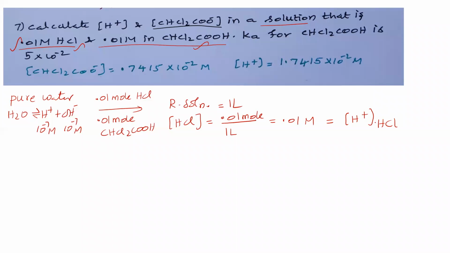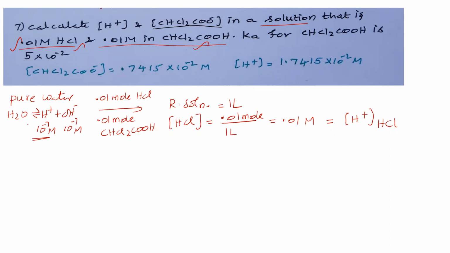Now you say, shall we neglect the contribution by water? Water contributes H plus, so shall we neglect that concentration in the presence of HCl? In pure water, the concentration of H plus is 10 power minus 7 molar. Due to the addition of HCl, what will happen? HCl will give H plus as a common ion. Due to the common ion effect, this equilibrium is favoring the backward direction.